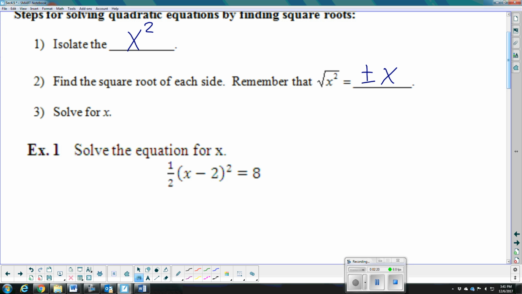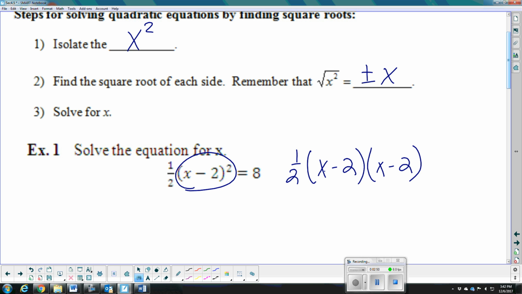So let's look at this first equation: 1/2 times the quantity x minus 2 squared equals 8. Here is our squared term. That whole thing, x minus 2, is the squared term. Now, we do not want to FOIL. Let me just show you what happens when we multiply this out. So 1/2 times x minus 2 times x minus 2. I'm going to use FOIL. So that's 1/2 times x squared minus 4x plus 4.